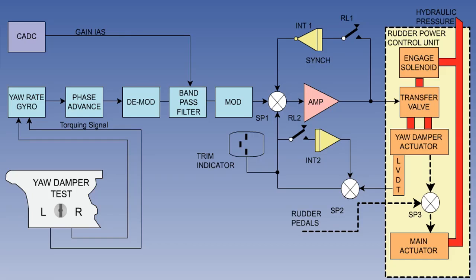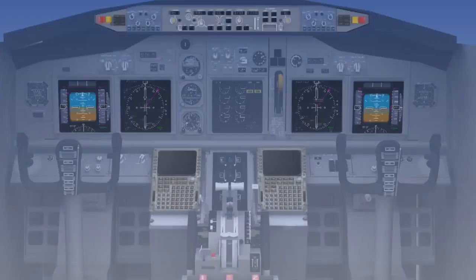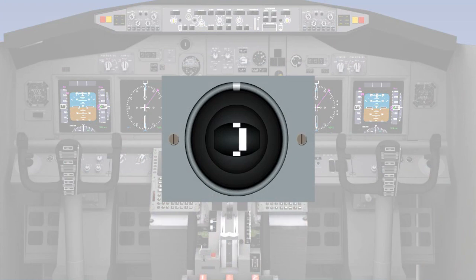During this lesson, you will learn about the functions and components in a typical yaw damper system. You will then be shown how a yaw damper is operated and the indications and controls on the flight deck.